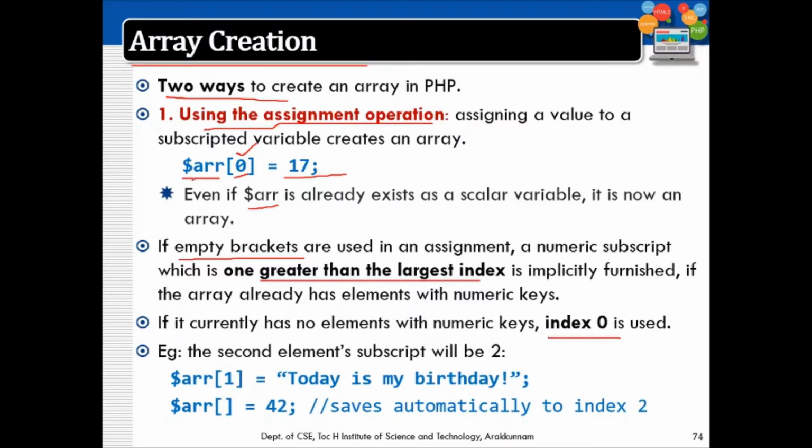For example, here for ARR, I already have my value in the 0th index. Now ARR of 1, I am storing a string here: Today is my birthday. And for a third value, I am just giving $array with a square bracket. I am not giving any index over here. So automatically 0 is filled, 1 is filled, and it will take the value as 2. It will again store a value 42 in the next index 2.